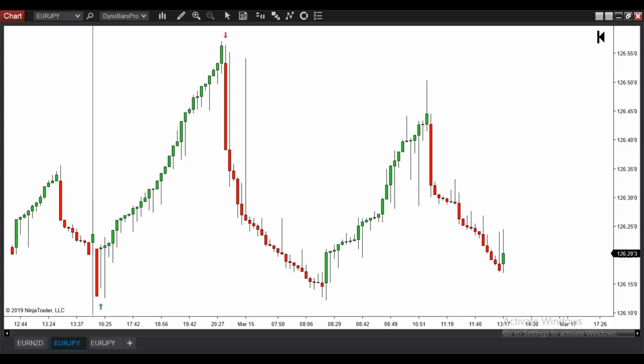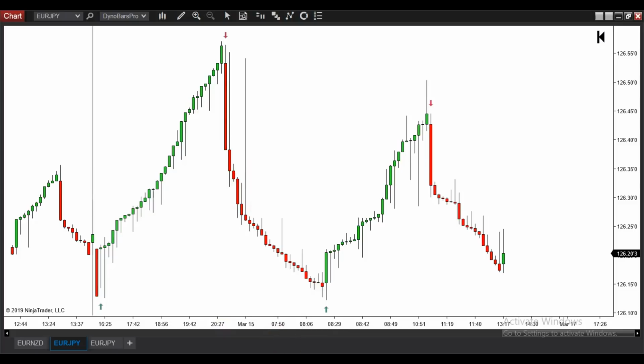Anyway, so when these signals happen, let's also make sure we capture the third one right there, that third long, and I guess we might as well capture the fourth short right there. So when these signals happen, these are what I call the Dino signal bar. So every bar that has an arrow either under it or on top of it, that is a signal bar.